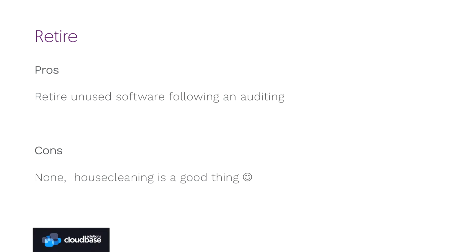The easy ones. Not everything is meant to move to the next generation. You cannot imagine how many times we end up talking with customers, helping them identify which are the workloads that they really need, and discover that there's a lot of stuff that they actually don't need anymore. It can be simply retired. No cons, house cleaning is always a good thing.